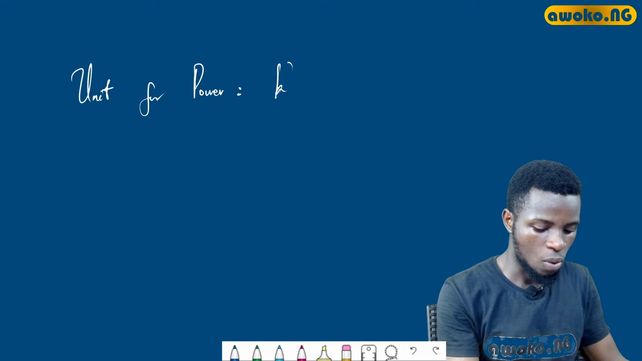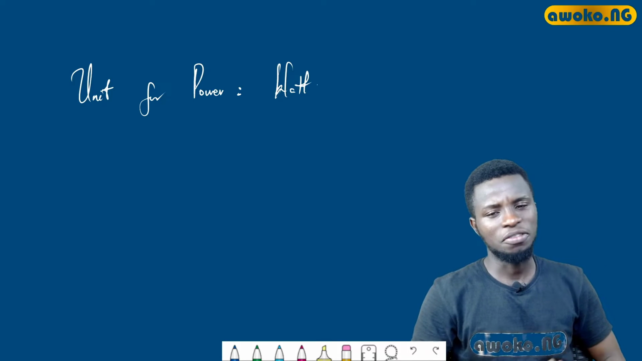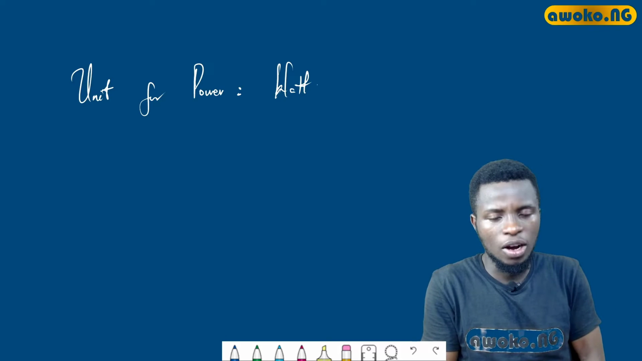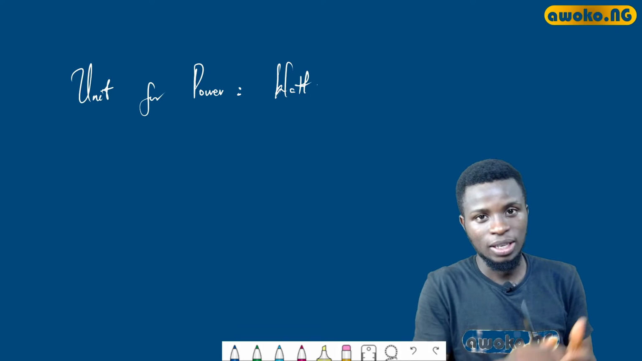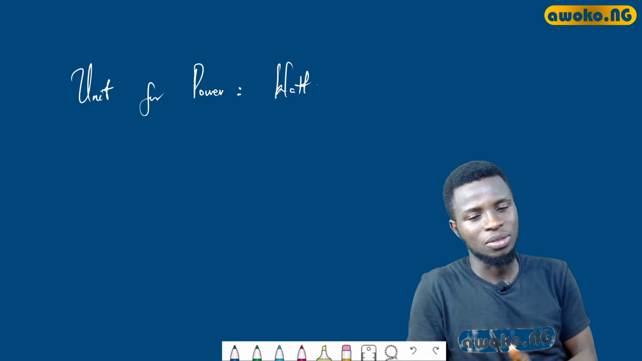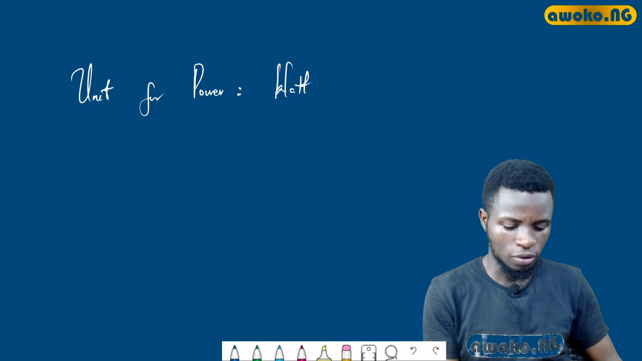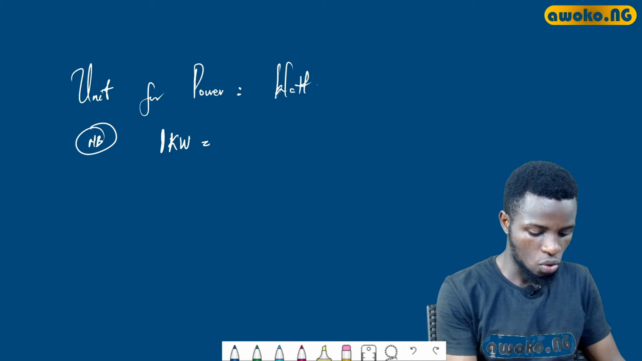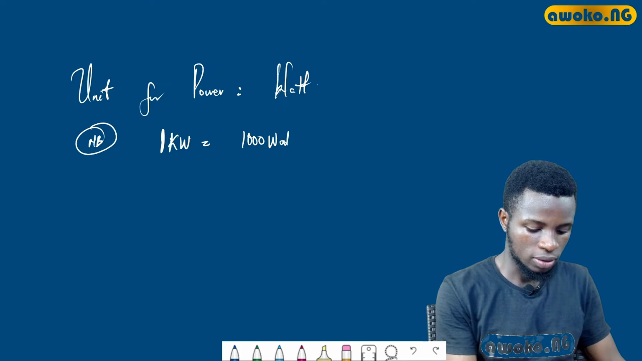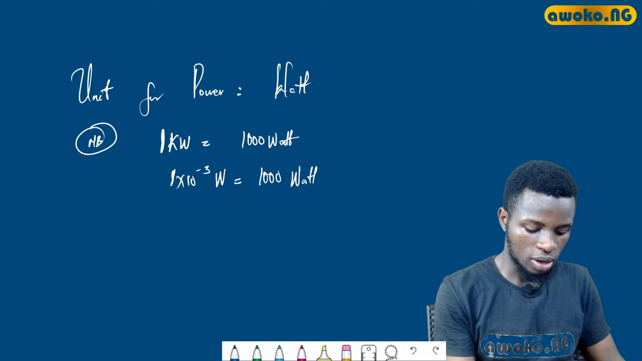Now, if we consider the unit for power, power is measured in watts. And what is a watt? 1 watt is defined as the rate of transfer of 1 joule of energy per second. So therefore, we can say that 1 kilowatt is equal to 1000 watts. That is 1 times 10 raised to the power 3 watts, equal to 1000 watts.